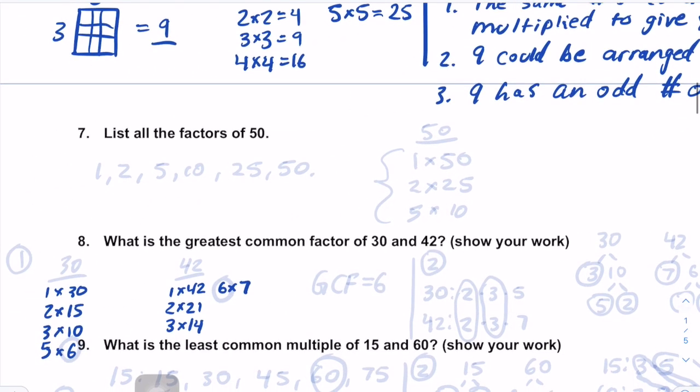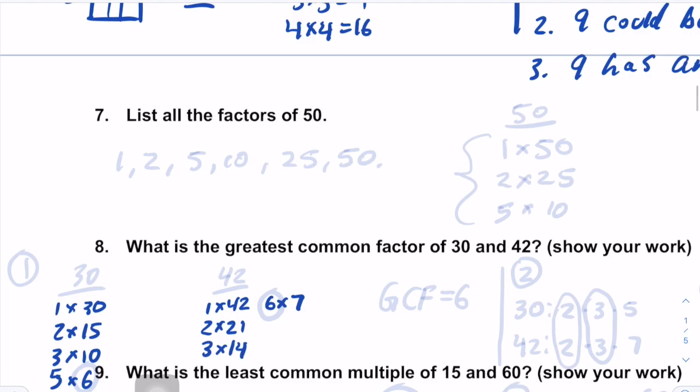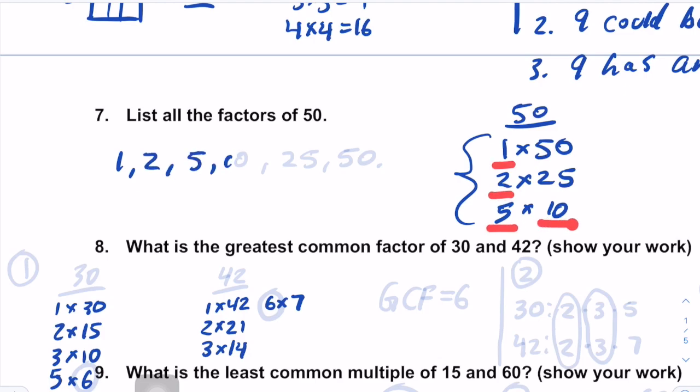Number 7 says to list all the factors of 50. So to do this, I'm going to think of my factor pairs first, and I know I can do 1 times 50. I see that 50 is divisible by 2, and 2 times 25 equals 50. And my last one, I know that it is also divisible by 5 and 10, and 5 times 10 gives me 50. So now I just go ahead and put this into a list and start with 1. And going from 1, it goes 1, 2, 5, 10, 25, and 50.